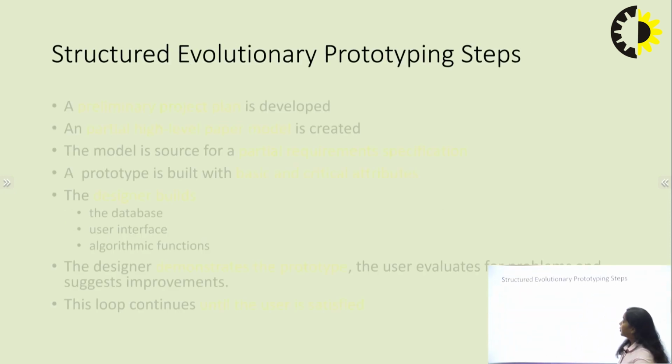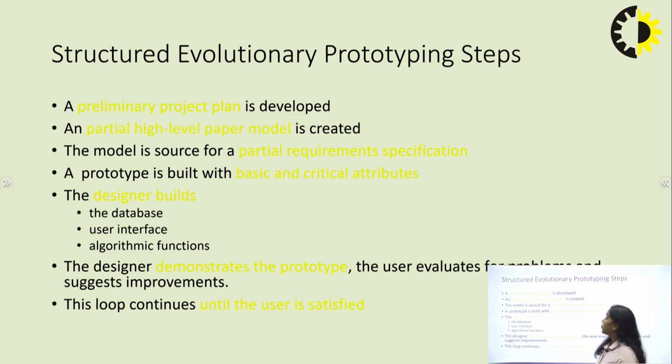So what are the different steps involved in this? Primarily, the project planning is developed. That means first the complete project planning is done. Then a partial high-level paper model is created, showing how the system will function, as a model for the partial requirement specification. A prototype is built with the basic and critical attributes. So the designer will build the database, interface and algorithm functions and create a prototype.